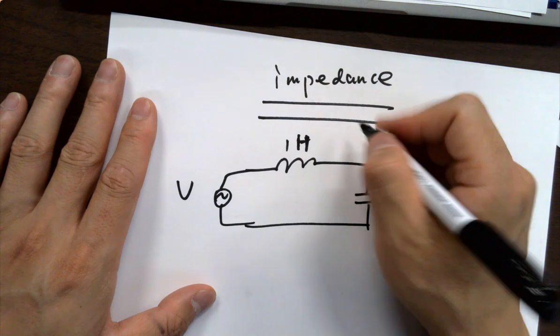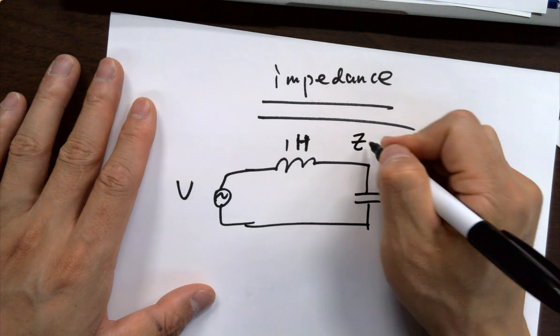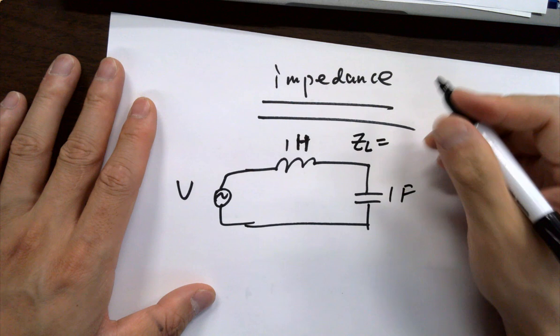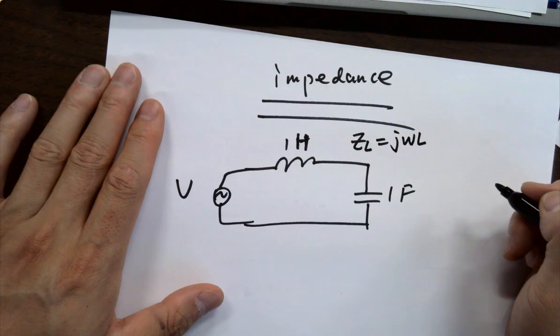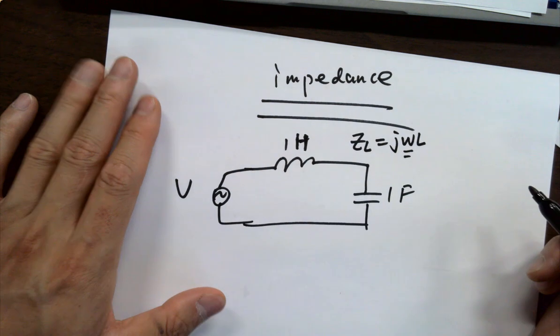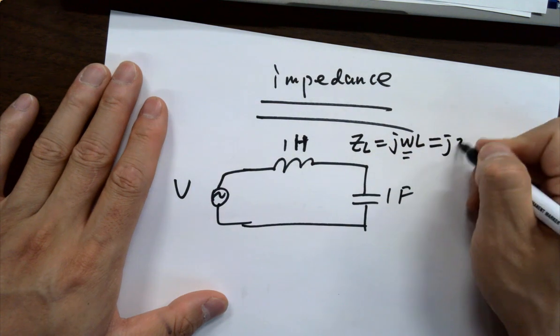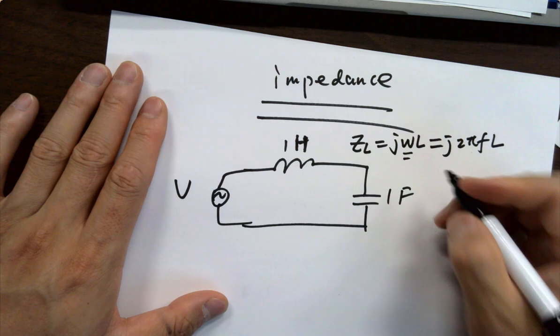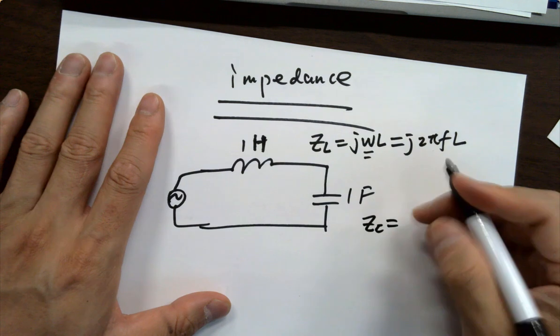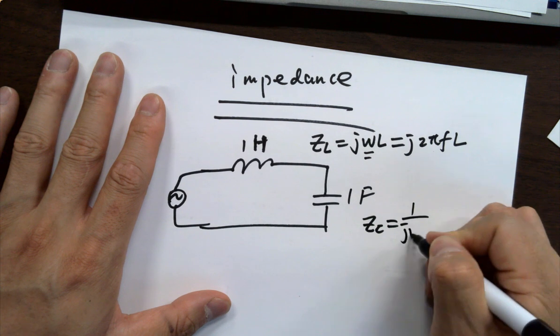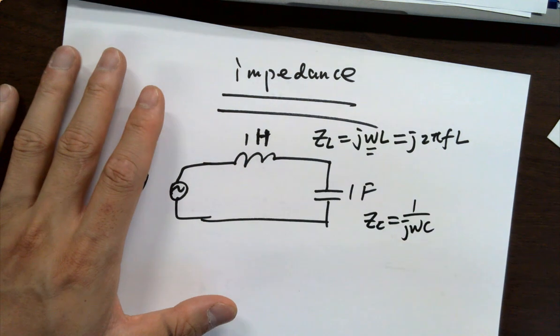But just remember the impedance of the inductor, called ZL. So the inductor impedance is what? J omega L. We just introduced omega, so you know what omega is, right? What is omega? 2 pi f. For ZC, the impedance of the capacitor, what is it? 1 over J omega C. This is something you have to remember or put on the cheat sheet.